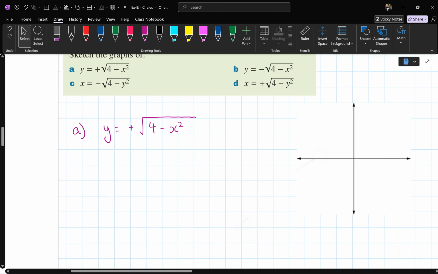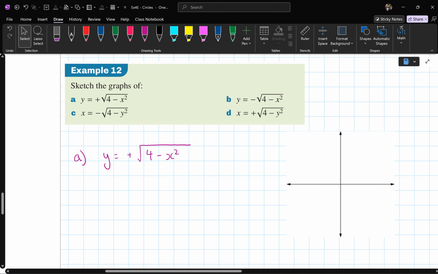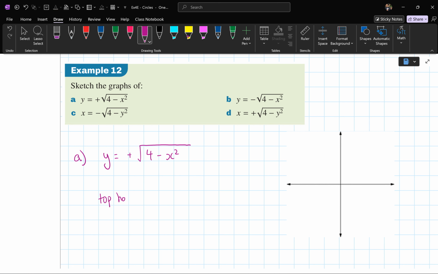So in our example in this video, with question A, I already know it is going to be the top half or bottom half, but because it's positive, that tells me it's going to be the top half. This is your radius, so that clearly is a radius of 2, since we always need it to be r squared. So r squared is equal to 4, therefore r is equal to 2. And it doesn't look like the x is moving left or right, so the center is still at 0, 0.